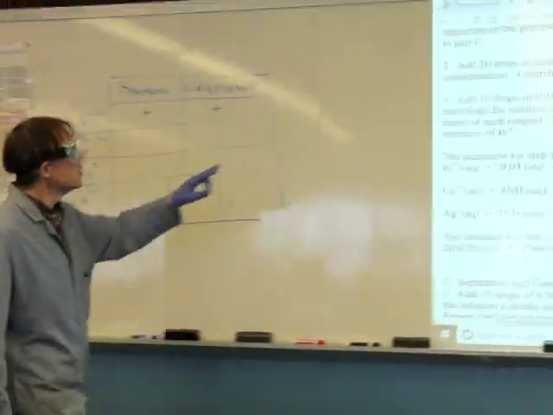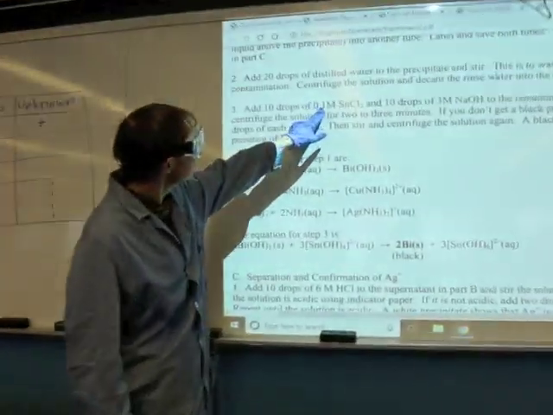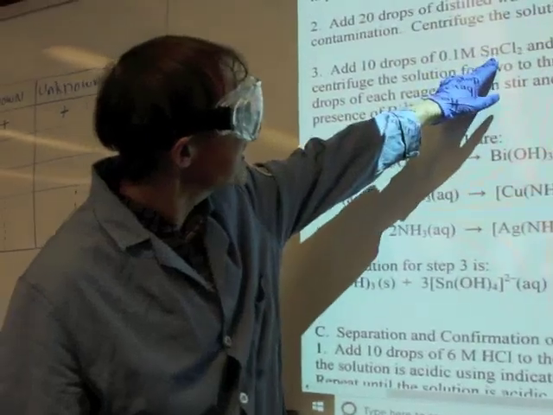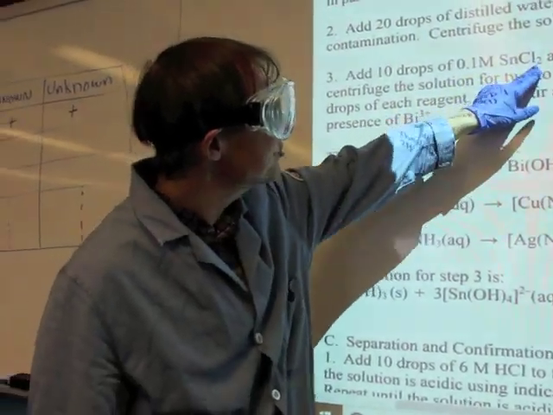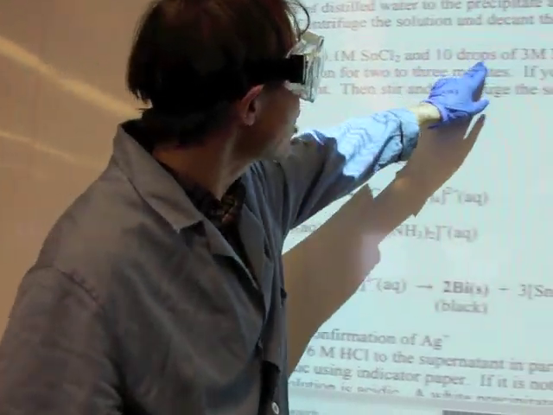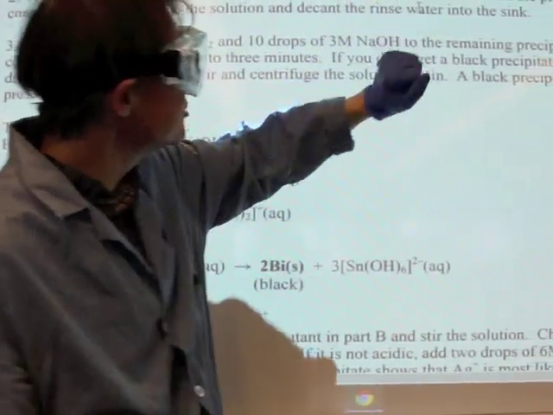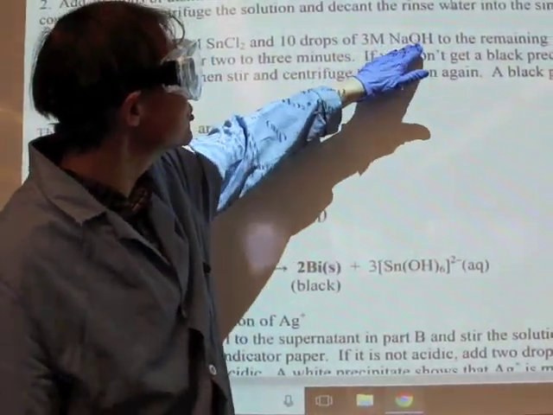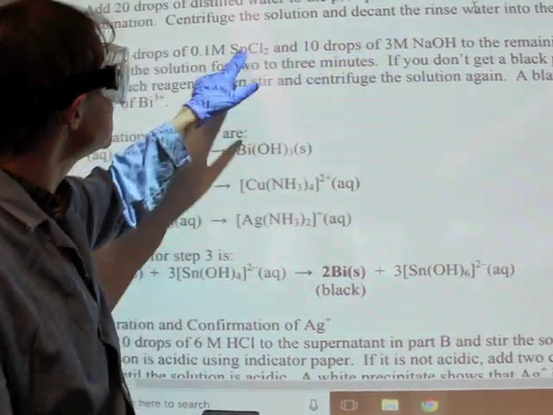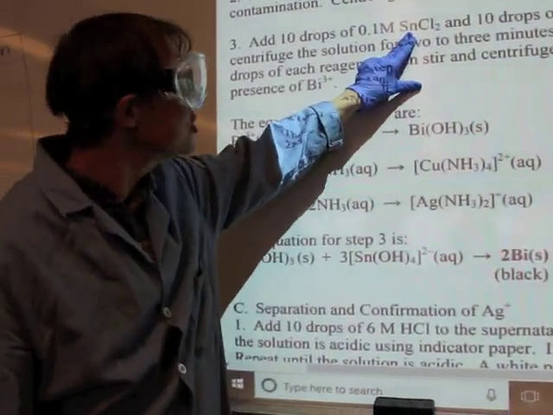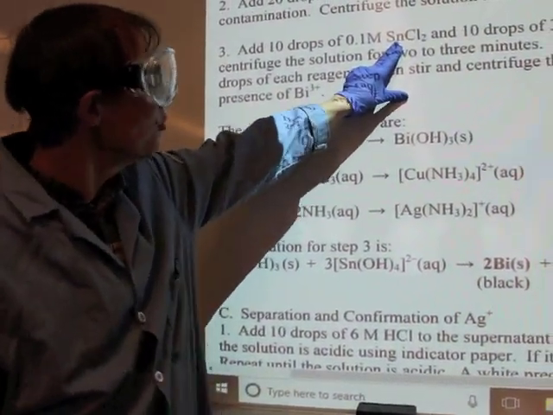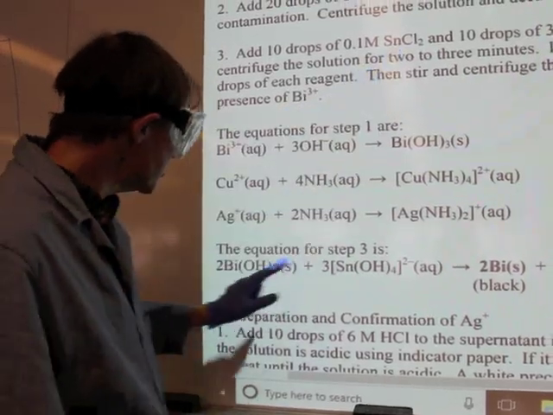is come over here, and we're gonna add 10 drops of 0.1 molar tin chloride, SnCl2, and 10 drops of 3 molar sodium hydroxide. This will make the solution very basic, and the tin will undergo a reduction oxidation reaction with the bismuth. Here's the equation.